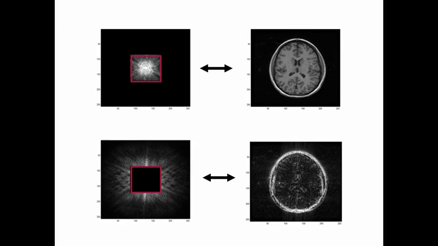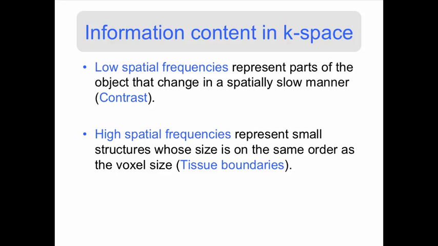We have one which is the contrast part, which corresponds to the center of K-space, and we have a detail part which corresponds to the outer parts of K-space. So again, the low spatial frequency represents parts of the object that change in a spatially slow manner, while the high spatial frequency represents small structures whose size is on the same order as the voxel size. We can make out much of the contrast by just looking at the center of K-space, but if we want fine detail, we need to go further and further out into K-space.